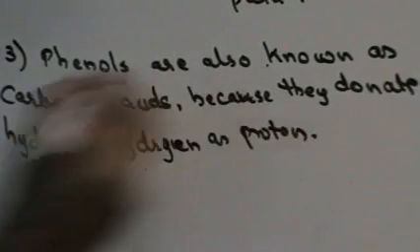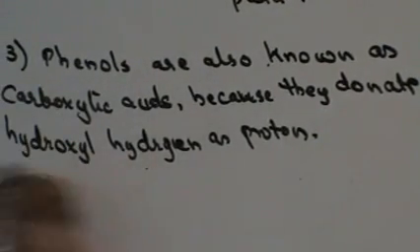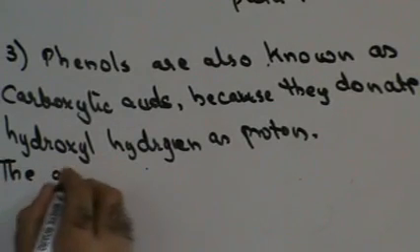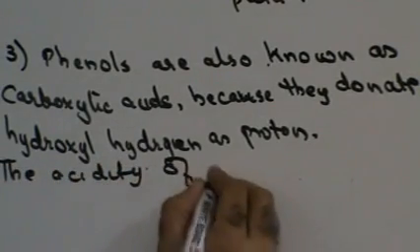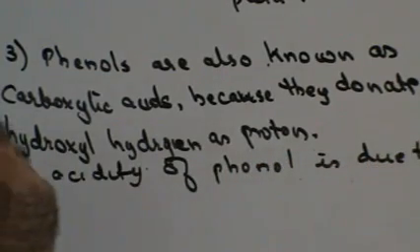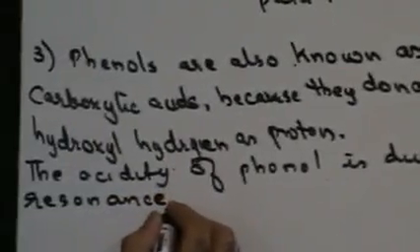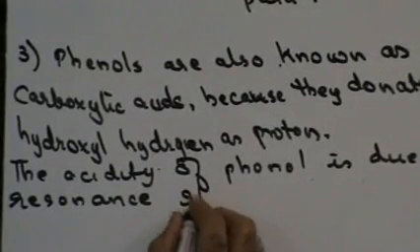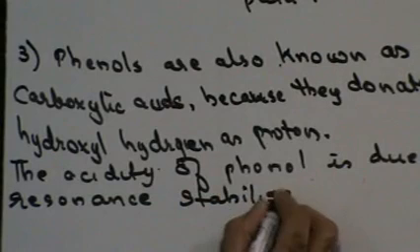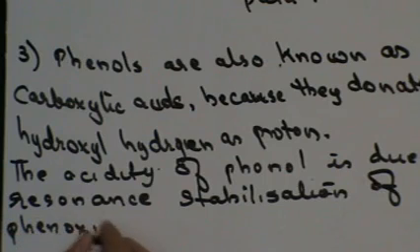Fine. Now, the acidity of phenol is due to the resonance stabilization of phenoxide ion. The acidity of phenol is due to resonance stabilization of phenoxide ions. Fine, do we get this in here?